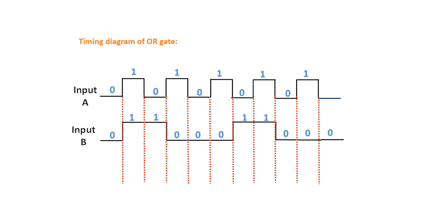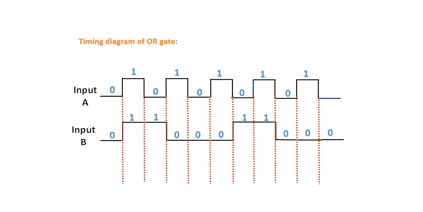At the first red dotted line, you can see that input A is changing its value from 0 to 1. Likewise, input B is also changing its value from 0 to 1. At the second red dotted line, you can see input A is changing its value from 1 to 0, but input B is still high. Likewise, at the third, input A is changing its value from 0 to 1, whereas input B is changing its value from 1 to 0, and similarly for the other red dotted lines.